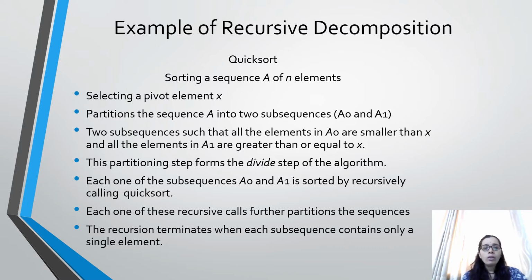Then each one of the subsequences A0 and A1 is sorted by recursively calling quicksort. Each of these recursive calls again partitions the sequences, and this partitioning continues till only a single element remains. Depending upon the pivot element in each step, the sequence is partitioned until only a single element is there.